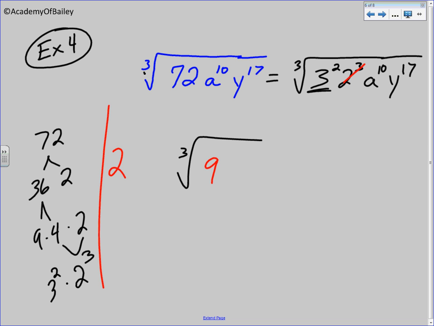I'm going to go ahead and change it back to a 9. So we've dealt with this one, and now 10 divided by 3. Well, 10 divided by 3 is 3 1/3, so there's the 3, and the remainder was 1. And then 17 divided by 3 is 5 2/3, so there's the 5, and the remainder would have been 2. And so there's the simplified form of this.